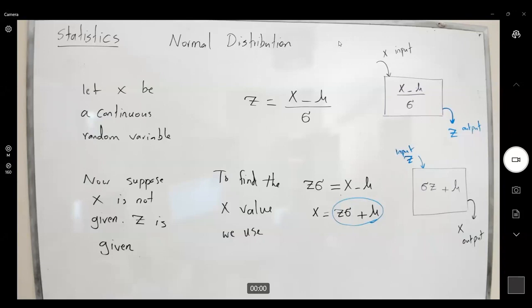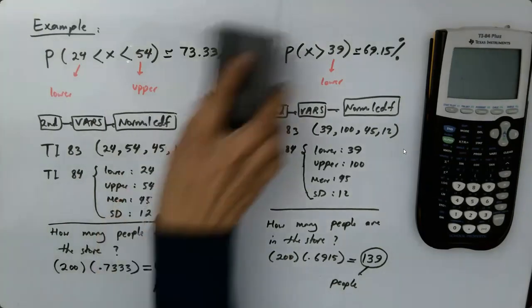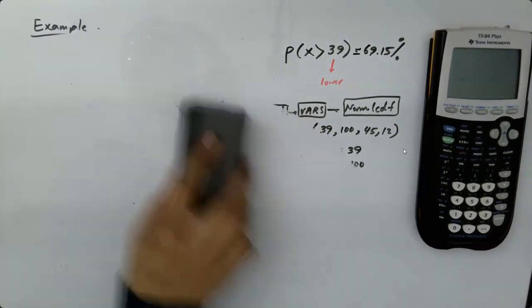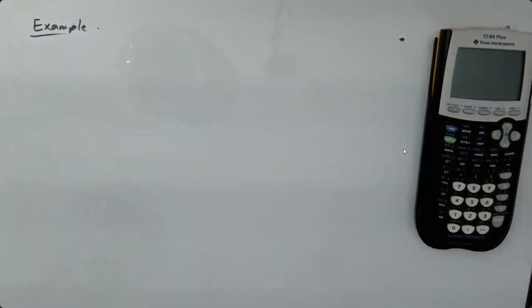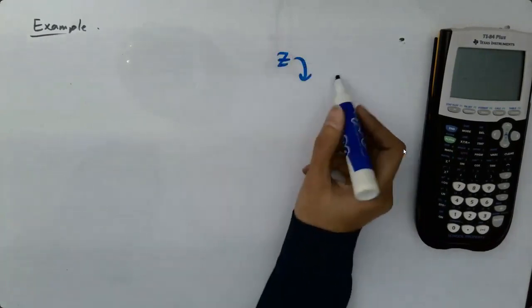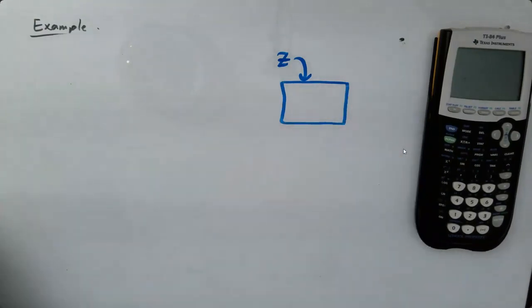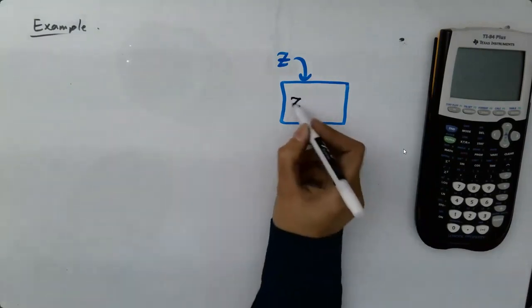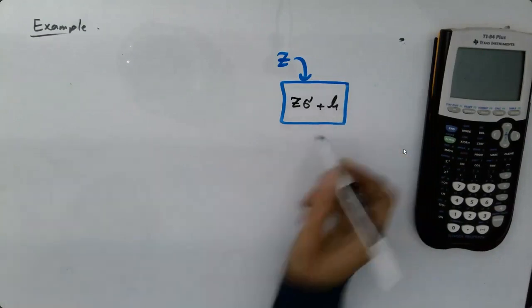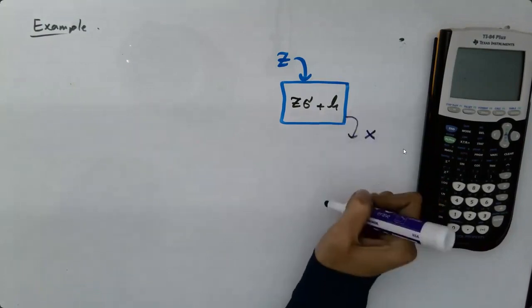So let's do the computations. Let's go to our little board here. Just erase it and do the computation. Okay, perfect. So again, now we have our z. They go into the box and you get your x values back. Z times sigma plus mu, and you get your x values, the actual weights, back.